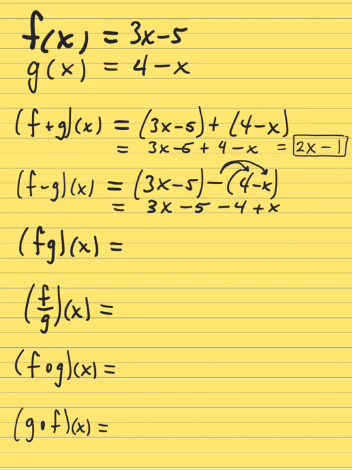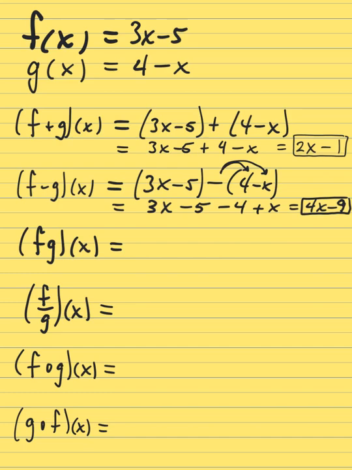Okay, so we've got 3x plus x, that's 4x. Negative 5 minus 4 more is negative 9. So 4x minus 9. And we have another function. That function represents the difference of the two original functions.